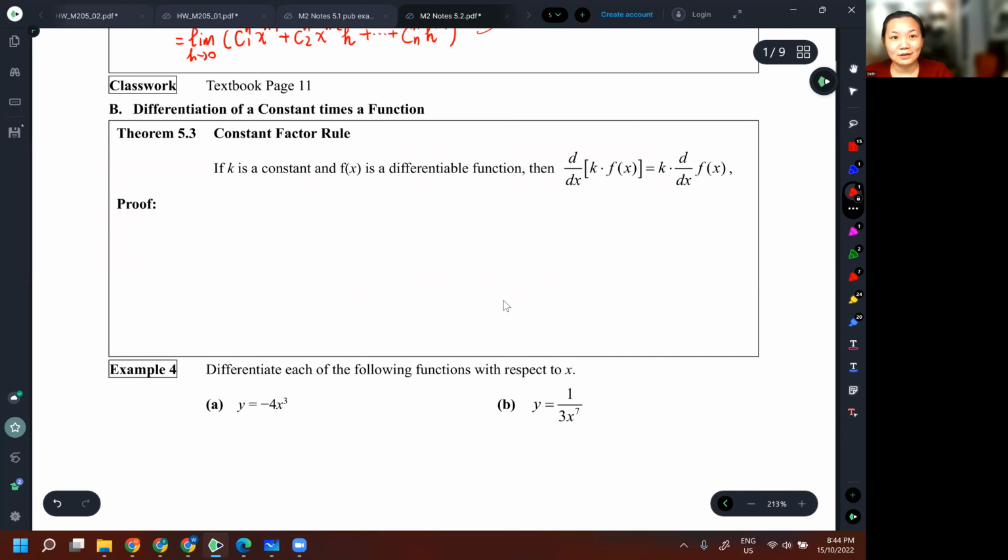Next one, another rule. And this time we're not talking about another kind of function. We're talking about how you change a function a little bit. This is called the constant factor rule. What do I mean when you look at the formula?